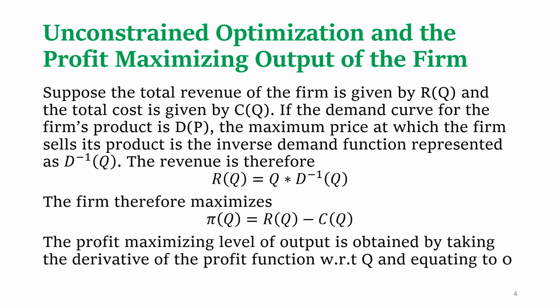And this is represented as what? R of Q equals Q times D inverse Q. Now, why do we need to obtain the inverse demand function? The reason is that the firm seeks to maximize profits, and the only way it's going to maximize profits is by selling its product at the maximum price.